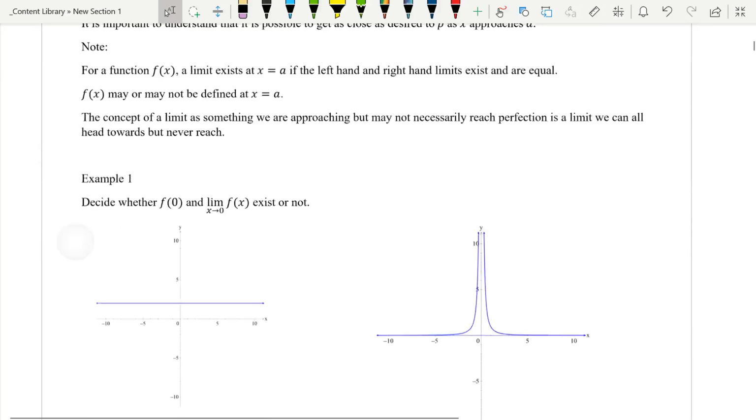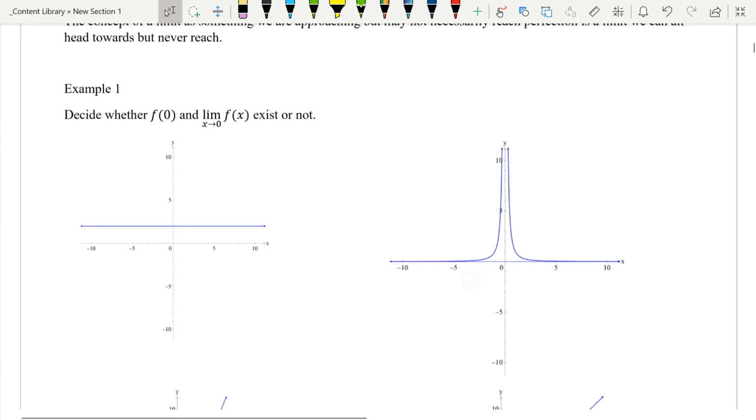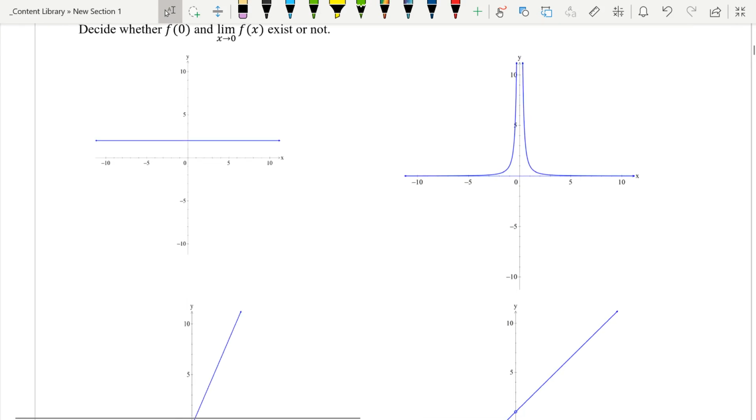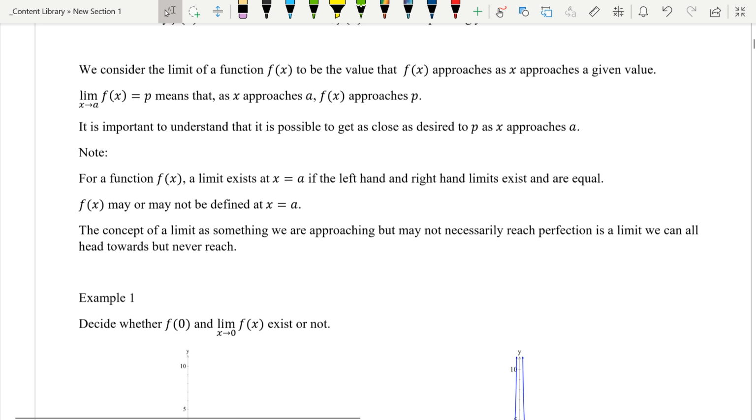We'll skip all of that. We go first page, only the first page. We're not going to do the exercise from this F, but we will just talk about the meaning of limit. Okay, so what is meant by limit?